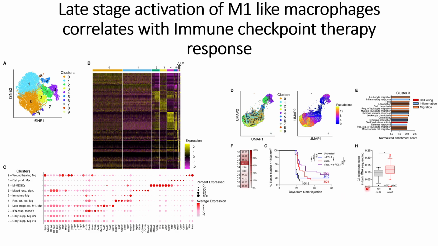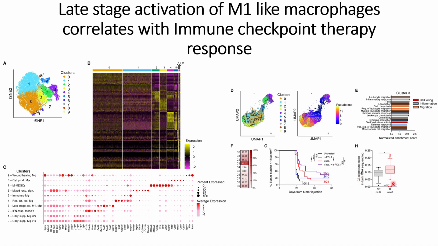Specifically, they checked the sequencing analysis, and in the RNA sequencing analysis of these mouse models, they found that although only small portions of the cells lead to this late stage activation of M1-like macrophages, when they checked the C3 signature scores, the mice that responded to their therapies had high C3 signature scores compared to the cases where mice did not respond to their vaccine plus anti-PD-L1 therapies.